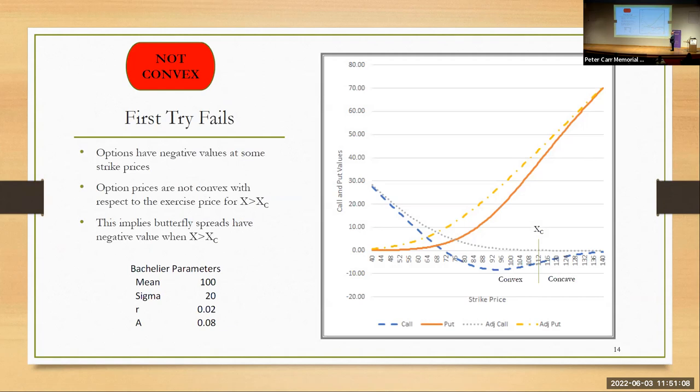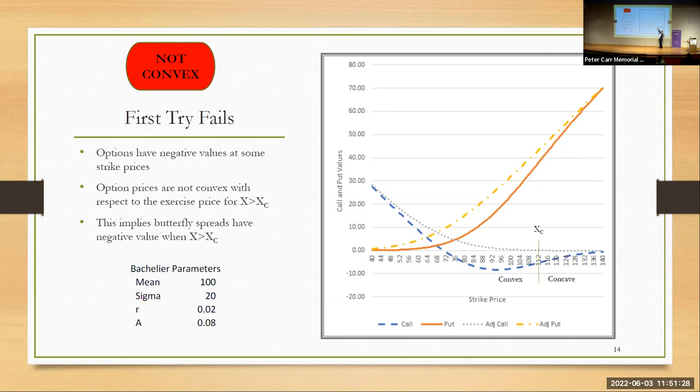You always can solve for this point X, a critical strike price. And for the calls, it's always a positive price. And beyond that price, that's exactly where it becomes concave. So the existence of XC is actually a way of describing this problem, that XC exists.